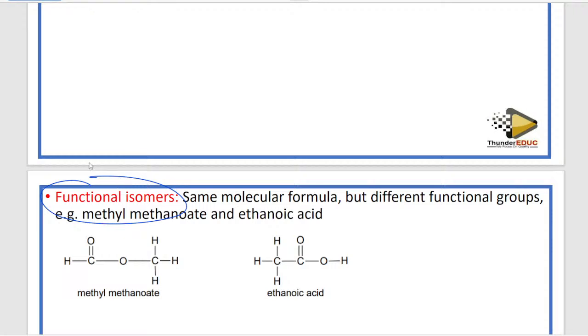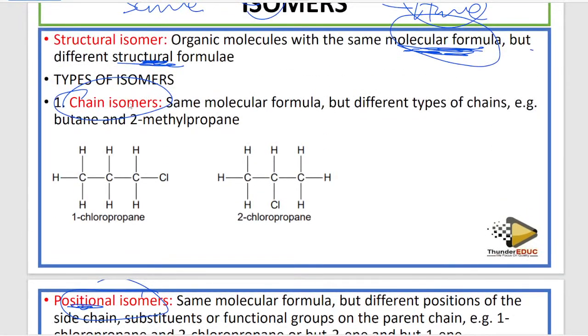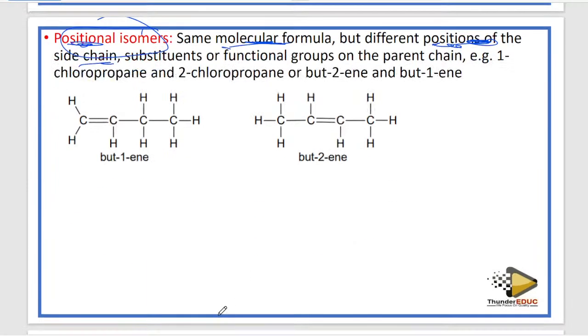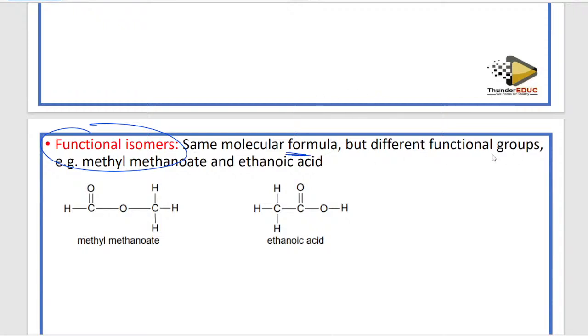How do you treat yourself? You can be respected because of the way you function. So we are the same, but the way you function makes you a functional isomer. When defining chain isomers, you say same molecular formula but different chains. Position isomers have the same molecular formula but different positions of the side chains. Functional isomers have the same molecular formula but different functional groups. You need to know that.